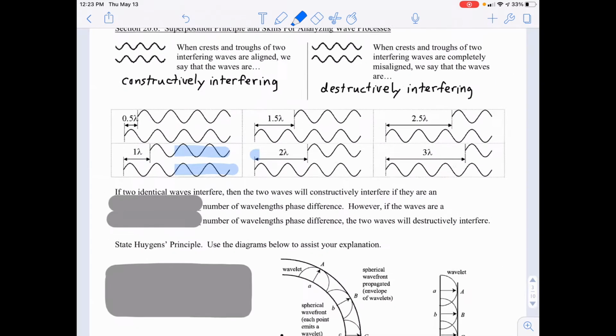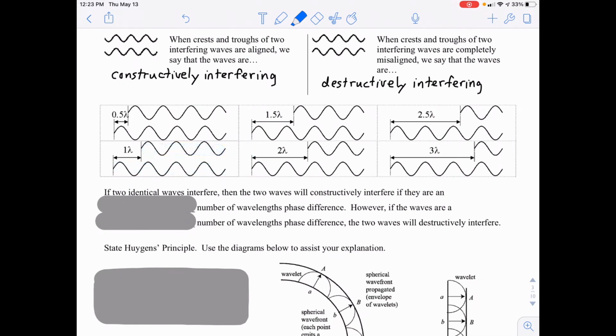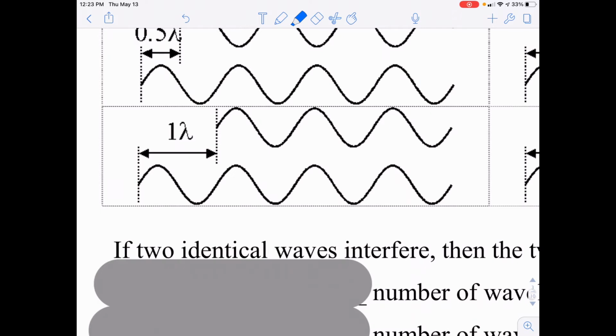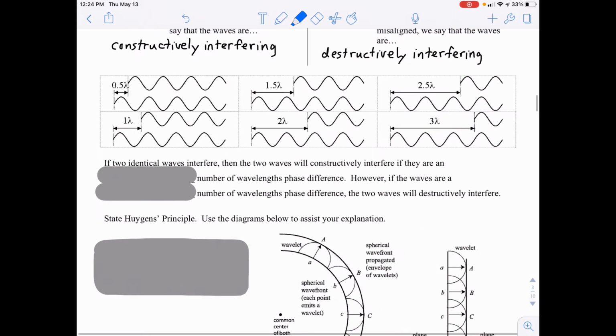And so what we're noticing is that to be constructively interfering, you must essentially have two waves that are differing in multiples of a wavelength. If two identical waves interfere, then the two waves will constructively interfere if they have a whole number of wavelengths of phase difference. However, if the waves are 1/2 a number of wavelengths phase difference, the two waves will destructively interfere.